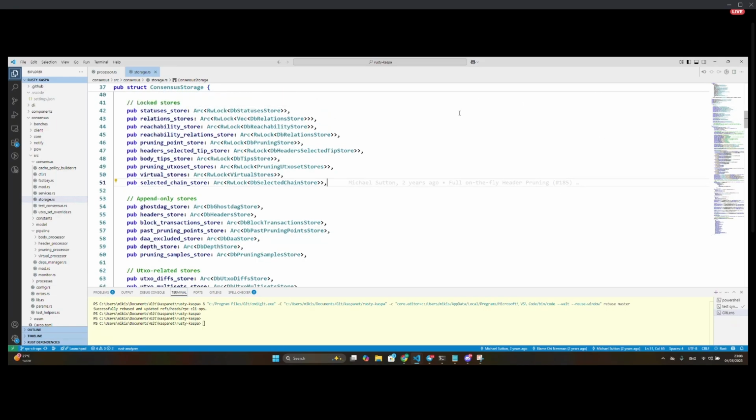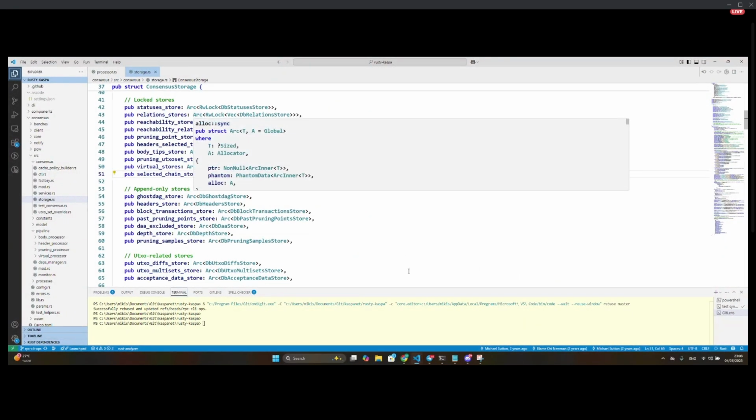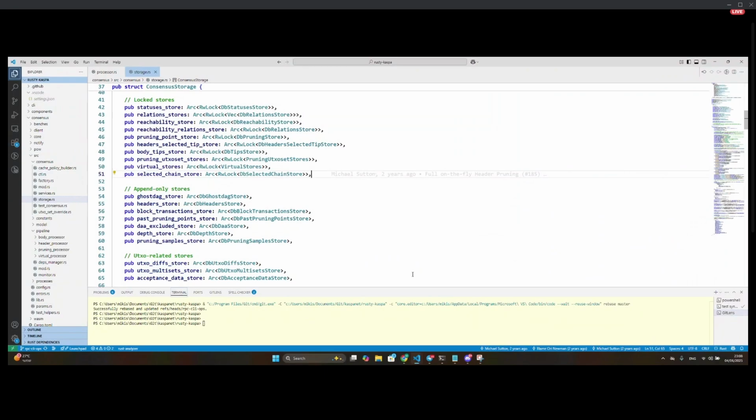So there are three major categories, I would say. Stores that have a lock, and stores that are append only. So stores that have a lock, meaning stores where the data can mutate over time.